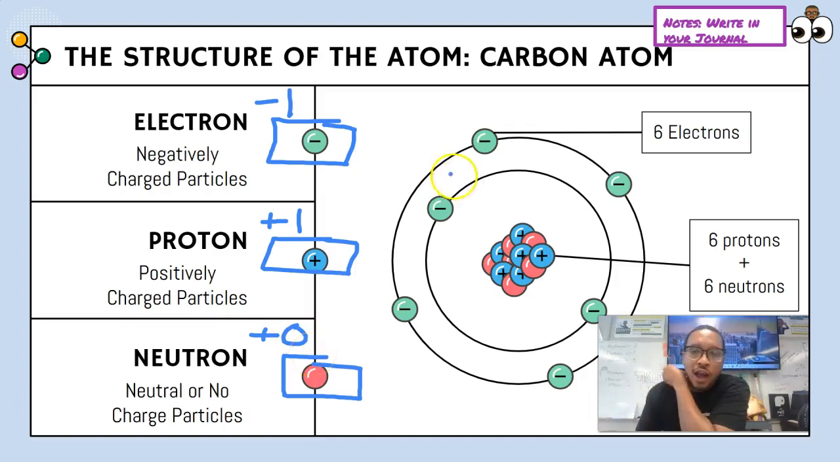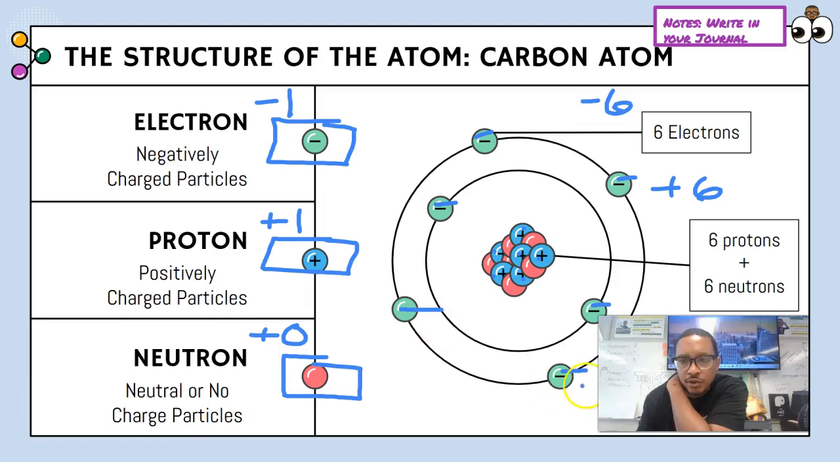Now, how would we figure out the overall charge of this carbon atom? Well, let's go ahead and count. So this is 1, 2, 3, 4, 5, 6. So it's -6, okay? Then protons were at 1, 2, 3, 4, 5, 6. So that would be +6.